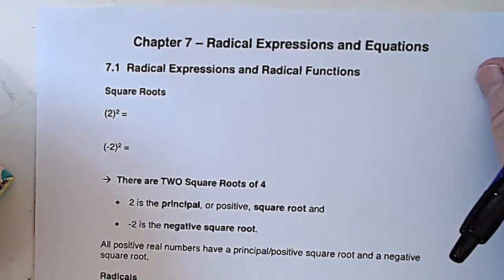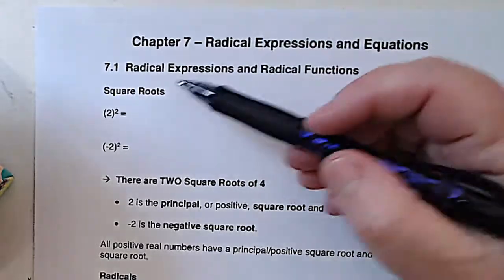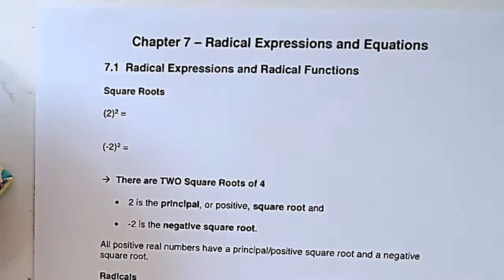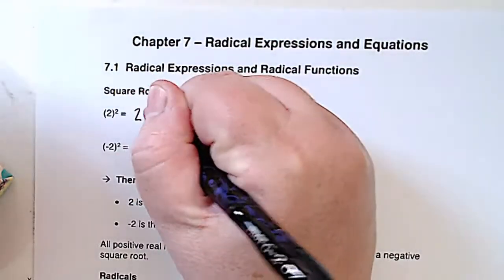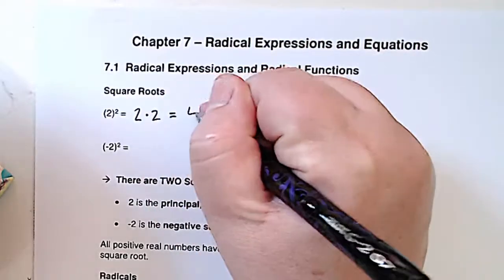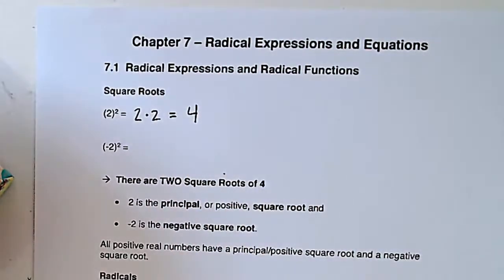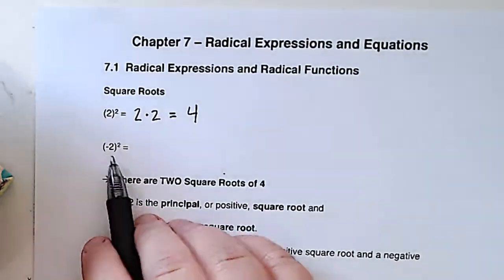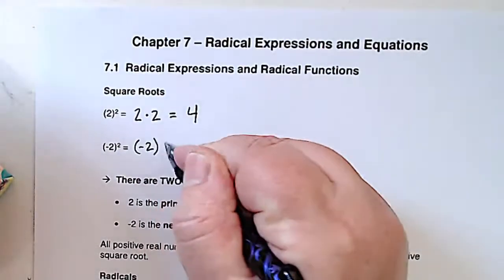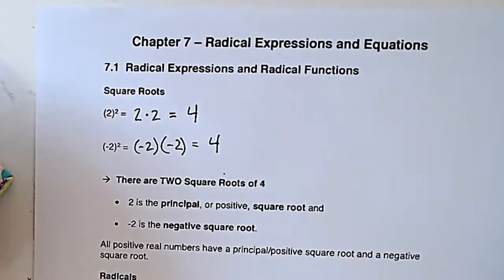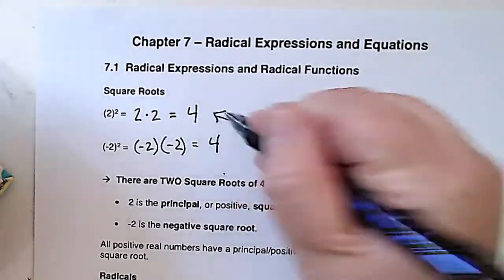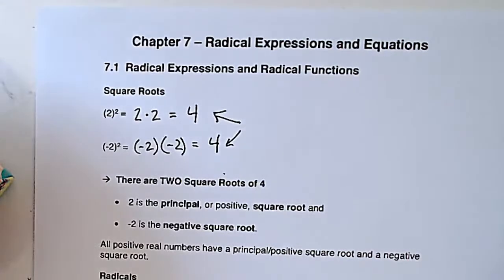So, among other things, what we're going to be talking about is square roots. And in order to talk about square roots, I want to talk about squares. So, 2, the quantity squared, equals 2 times 2, which is 4. -2, the quantity squared. Remember, that means I square the -2, and that is also 4. So when we square 2 or -2, we get 4.